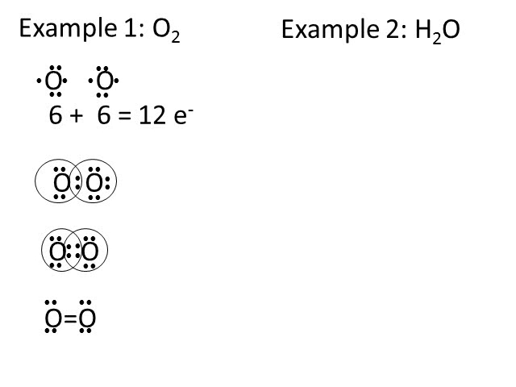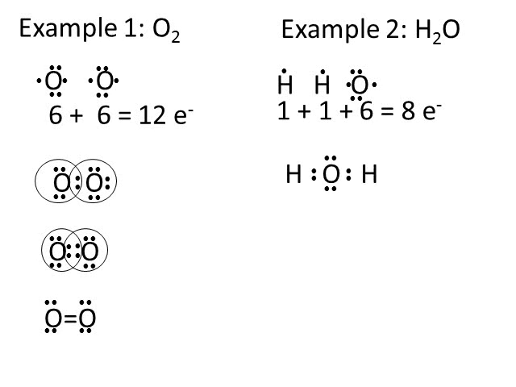Let's look at water. Water has 2 hydrogens and 1 oxygen. Each hydrogen has 1 valence electron. Oxygen has 6 valence electrons. So 1 plus 1 plus 6 is 8 valence electrons. My final molecule of water can have no more than 8 valence electrons.